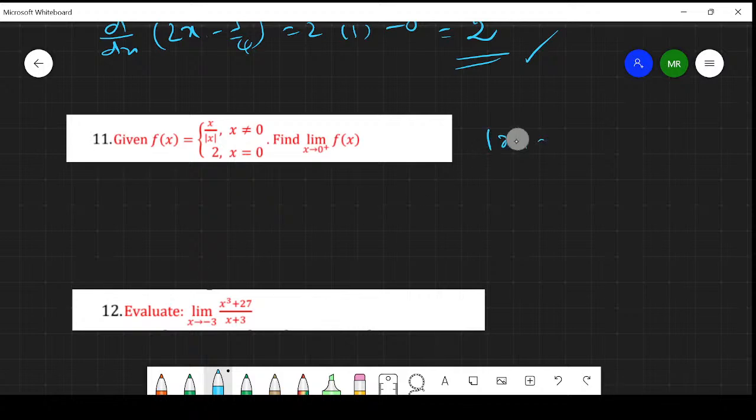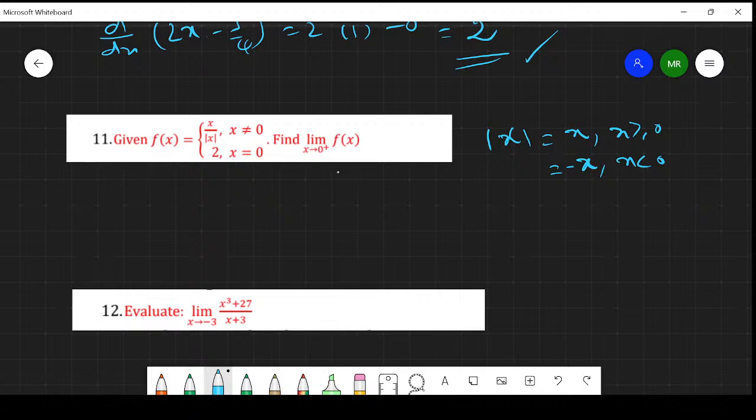Mod x is equal to x when x is greater than or equal to 0, equal to minus x when x is less than 0. Sorry, not derivative, this is the definition of mod x.